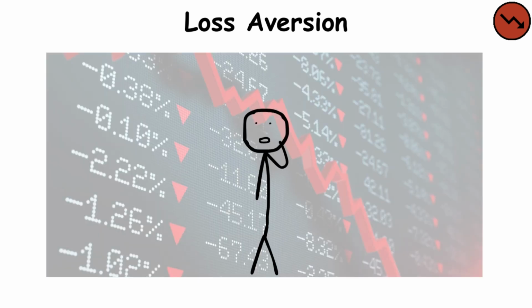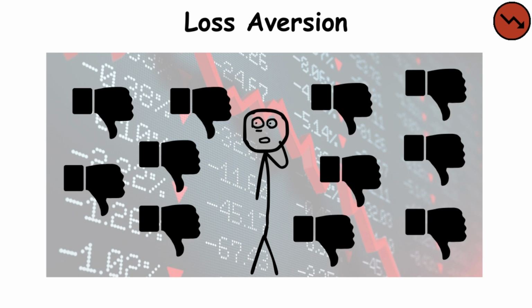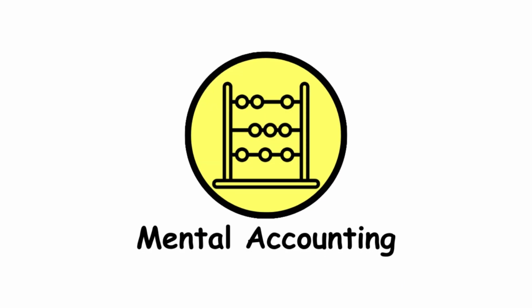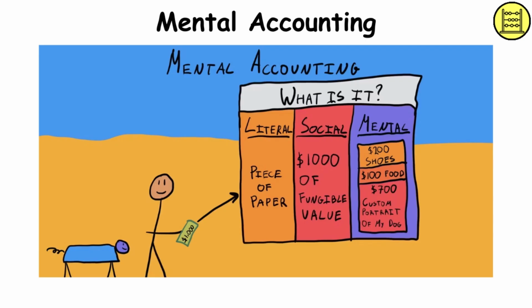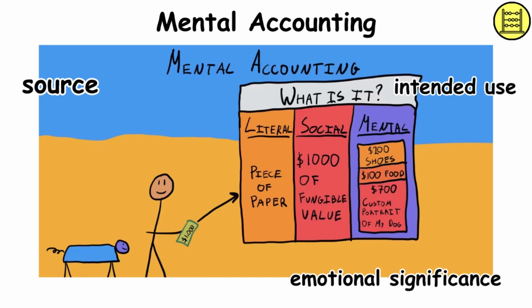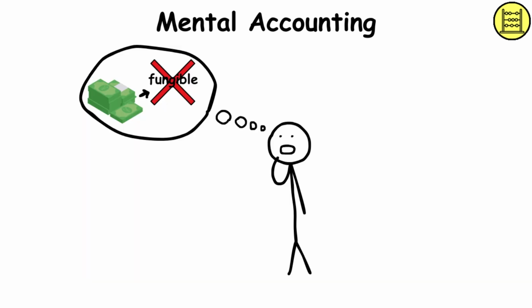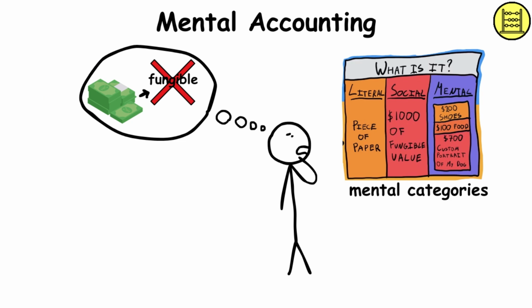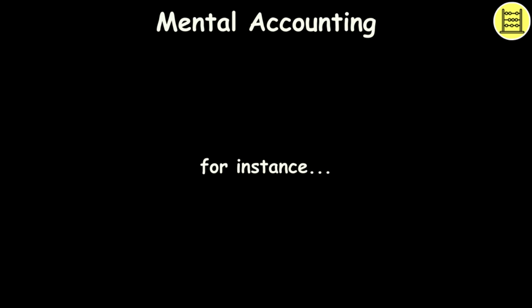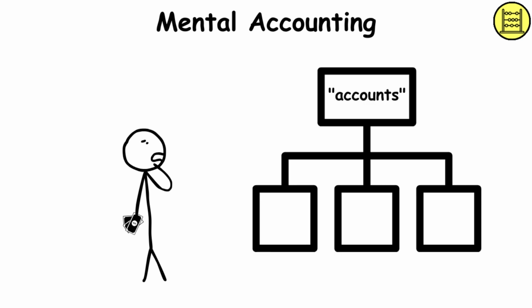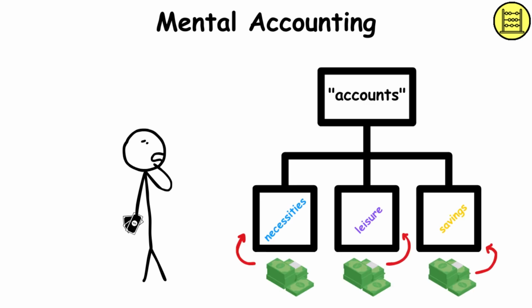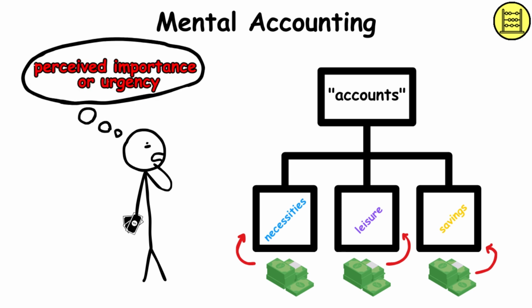Someone might hold on to a losing stock investment longer than they should because they fear realizing the loss more than they desire to avoid further losses. Mental accounting. Mental accounting is a mind trap where individuals categorize and treat money differently based on various factors, such as its source, intended use, or emotional significance. Instead of viewing money as fungible, people compartmentalize it into mental categories, each with its own rules and restrictions. For instance, someone might separate their income into different accounts for necessities, leisure, and savings, allocating money differently to each category based on perceived importance or urgency.